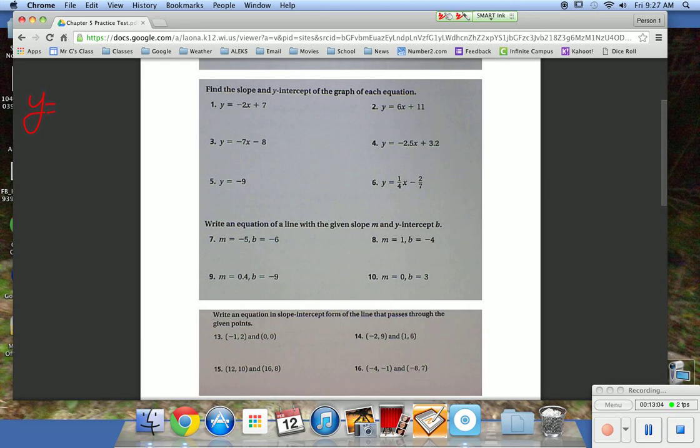Number 6. Y equals 1/4 x minus 2/7. Asia, what's my slope? 1/4. What is my y-intercept? Negative 2/7. Nope. Just like it is. Trevor.